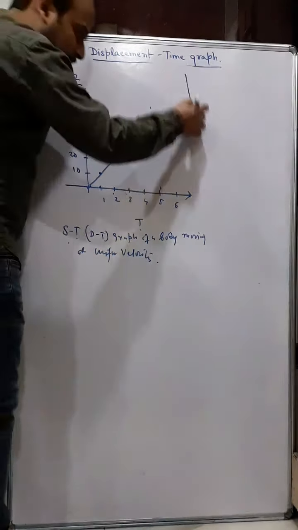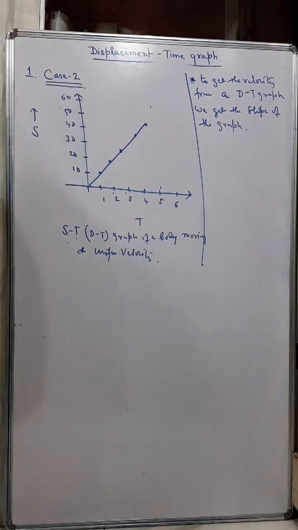Okay, now we'll try to know how to calculate the velocity from a displacement time graph. Now this is a displacement time graph of a body moving with uniform velocity, and to get the velocity from a dt graph, we get the slope of the graph. Now how do we get the slope?